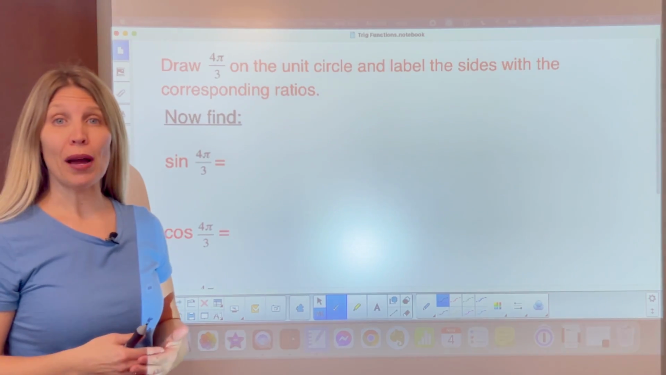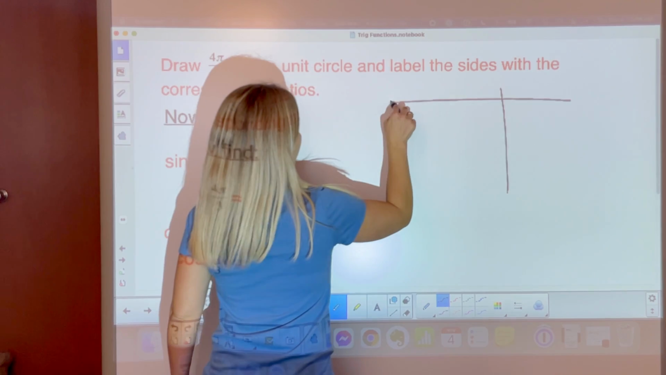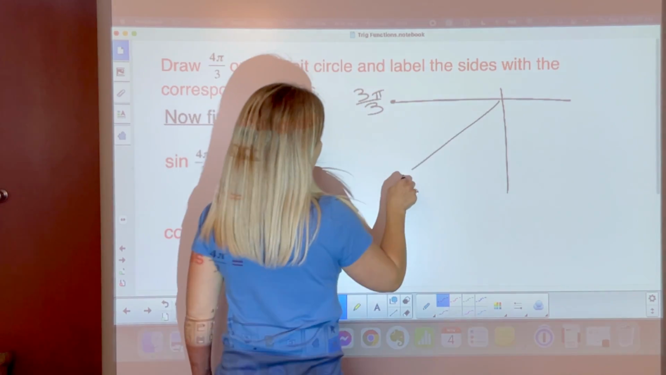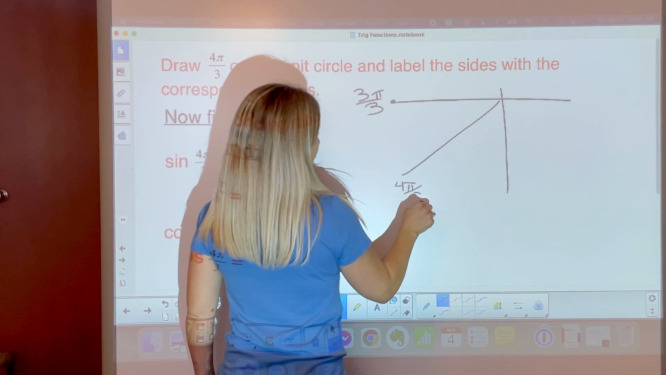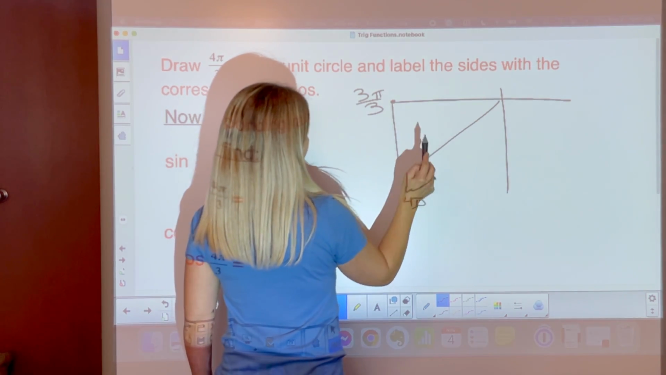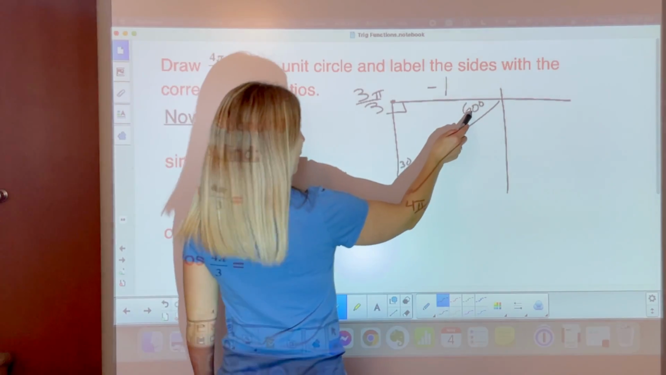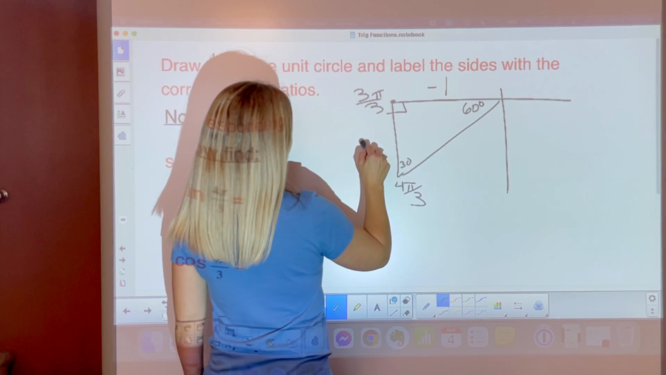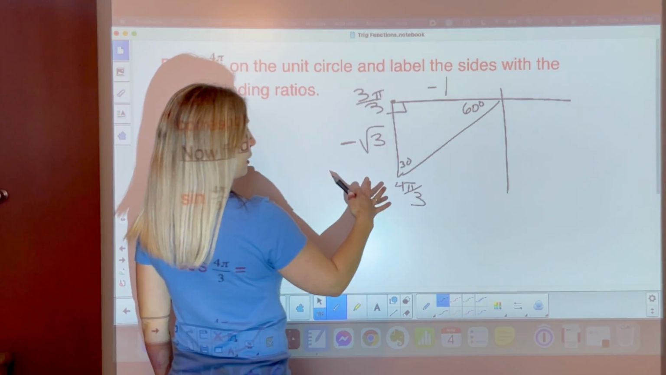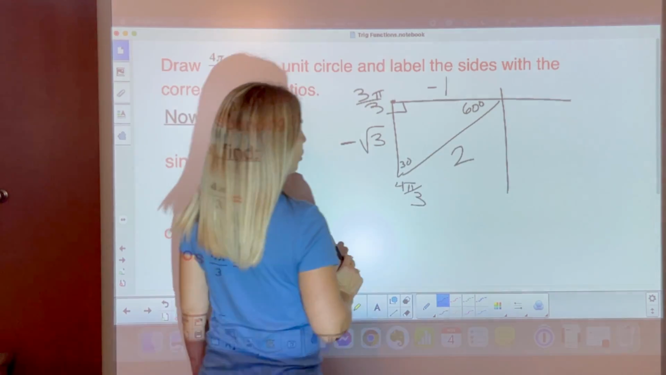This one is 4 pi over 3. So hopefully you remember that this spot over here is pi, which would be 3 pi over 3. So 4 pi over 3 is going to be down here, which makes this a pi over 3 family, right? And our pi over 3 family is 60 degrees. This is my 60 degrees. So over here would be square root of 3, but it's negative because we're below the x-axis, so my y values are negative, and my hypotenuse would be 2.